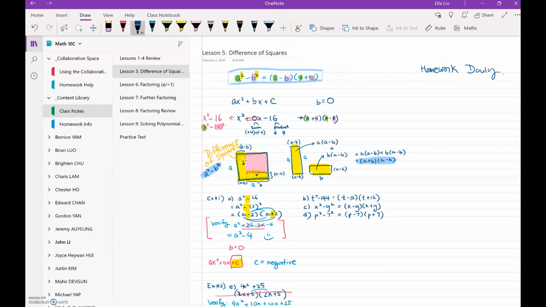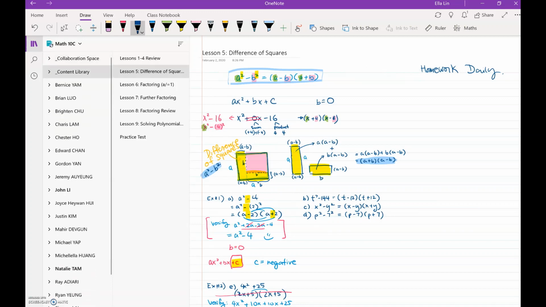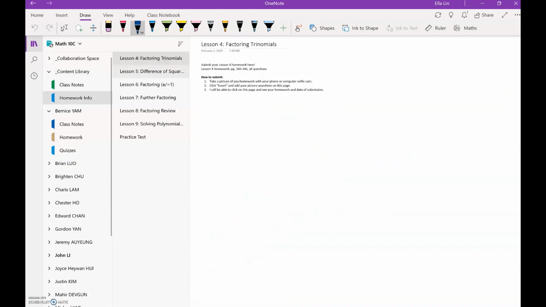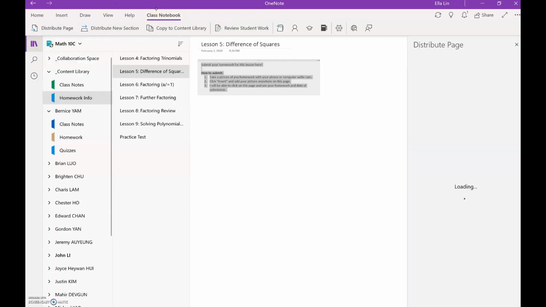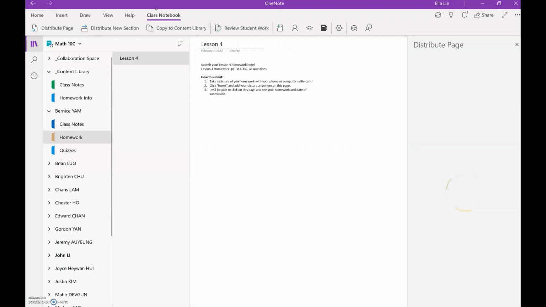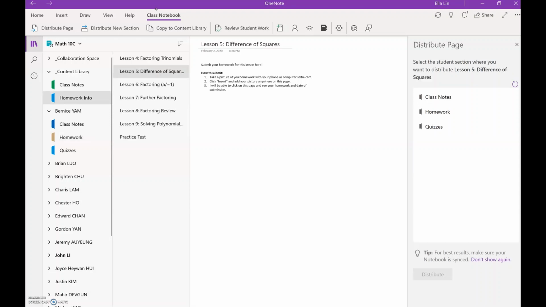So for example, I could go to our notebook here. You'll be able to only see your own once again. So if I were to go to Bernice, I'm going to push this homework to you guys first. So class notebook, I'm going to distribute it to you guys. Okay, I'm just going to wait for that to load here. If I were to go to your homework right now, you only see lesson 4 because I haven't asked for your lesson 5 yet.